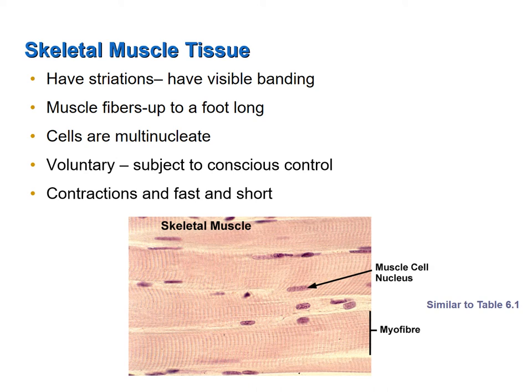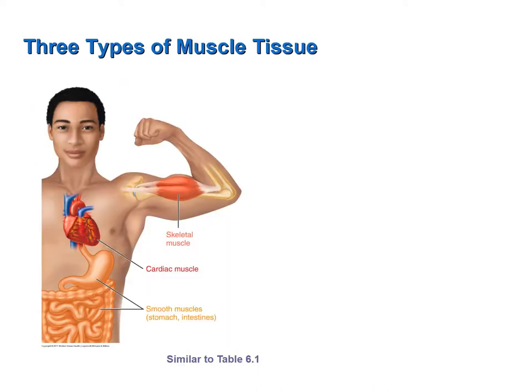When you compare how quickly skeletal muscles contract and the duration to which they contract, they contract more quickly and for a shorter duration compared to smooth or cardiac muscle tissue. So those are the three types of muscle tissue. Cardiac muscle tissue is only found in the heart. Smooth muscle tissue is found in the walls of hollow organs, such as the entire gastrointestinal tract and the urinary tract, as well as blood vessels. Skeletal muscle tissue is found in the skeletal muscles of the body, which are under voluntary control.